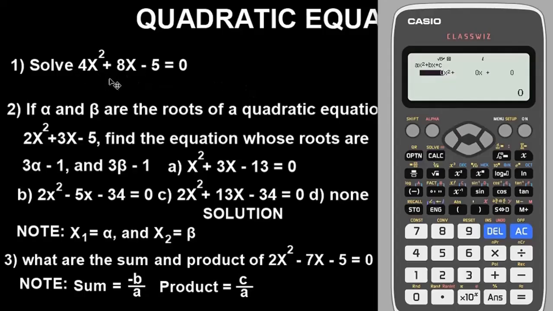Now this is a quadratic equation, and in a quadratic equation we have the a, b, and c. The first term is usually the a, the second term is usually the b, and the c is usually the constant. The first term here in this quadratic equation is 4x squared. So what's the coefficient of 4x squared here? The coefficient of 4x squared here, guys, is 4.